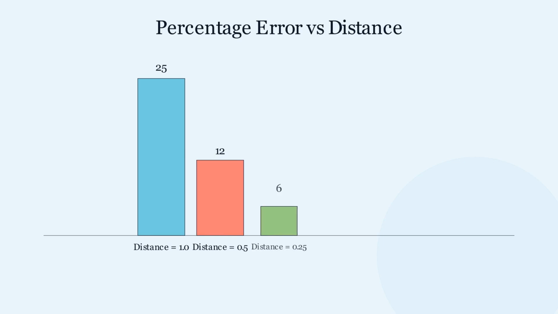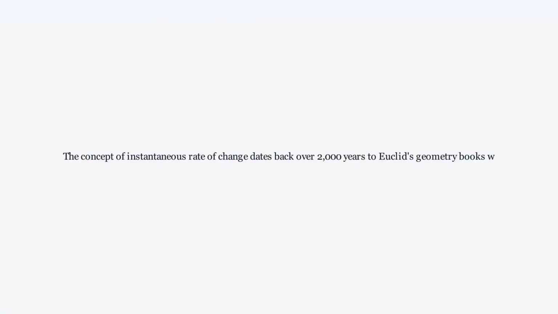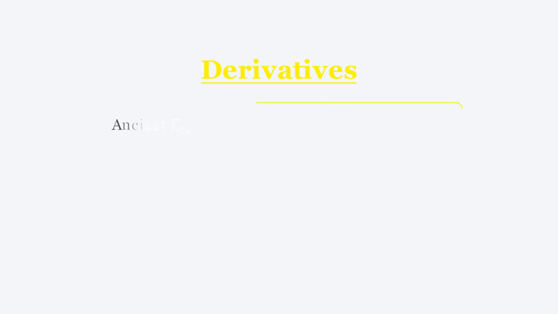The percentage error in this approximation decreases rapidly as the distance between points shrinks to zero. The concept of instantaneous rate of change dates back over 2,000 years to Euclid's geometry books written on papyrus scrolls.